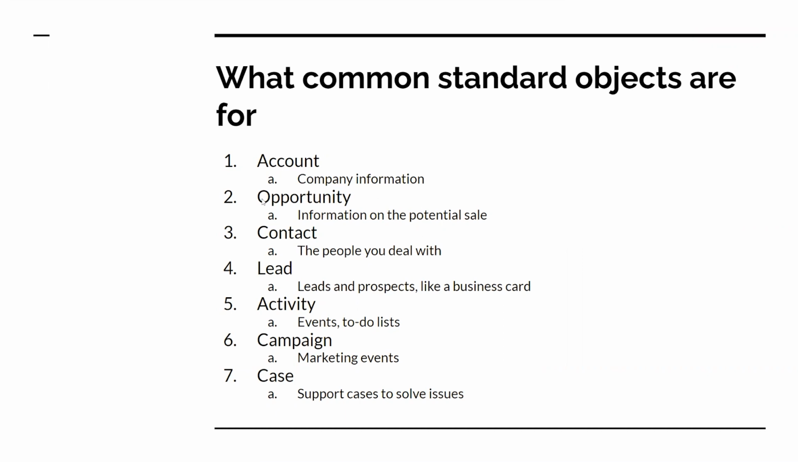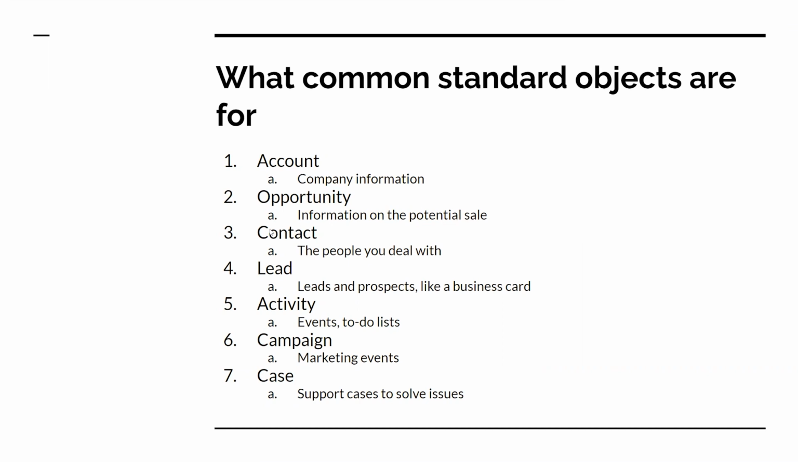Then the next thing: every business needs to make money somehow, and that's what your opportunity object is for. It'll store all the information about a potential sale, and that will be related to an account. One account can have many child opportunities underneath it, because you might be doing repeat business with another company, and so hopefully you will have multiple opportunities.